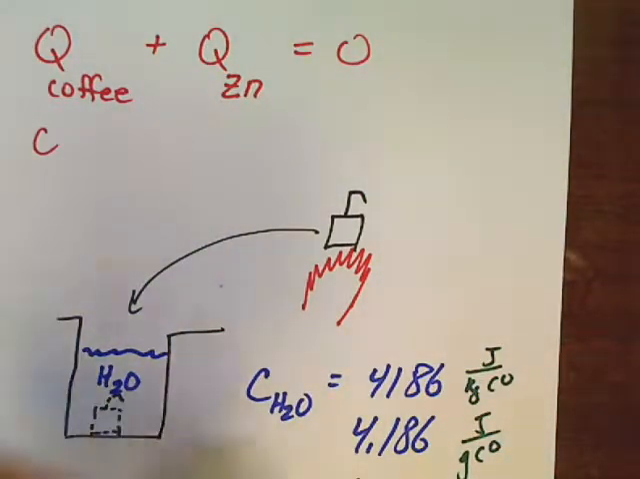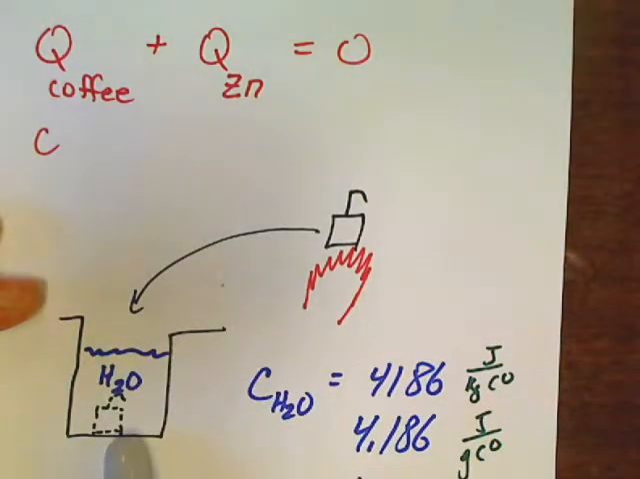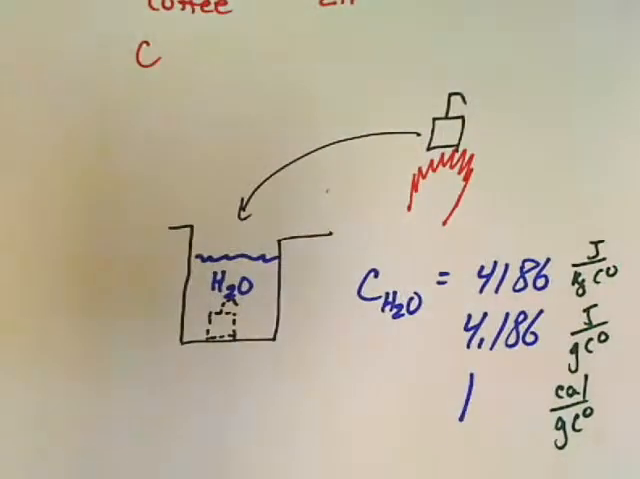Well, what's going to happen? The metal's going to lose energy. The water's going to gain energy. So the final temperature, the metal should cool off. The water should heat up. So if I was doing this problem, what would the physics look like in this problem?